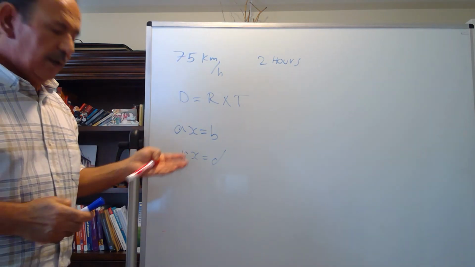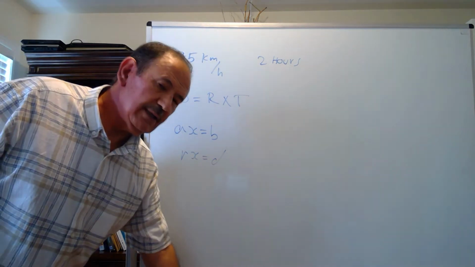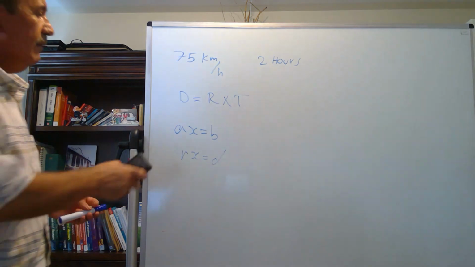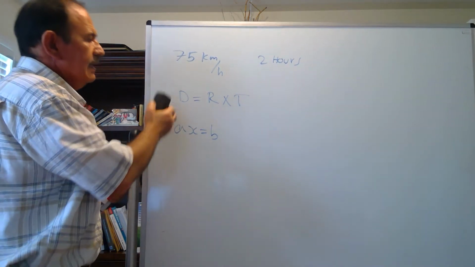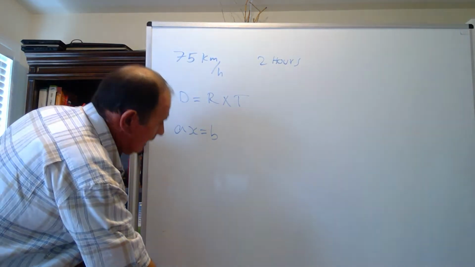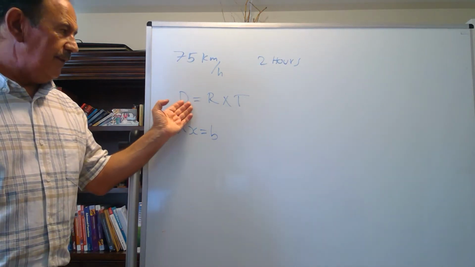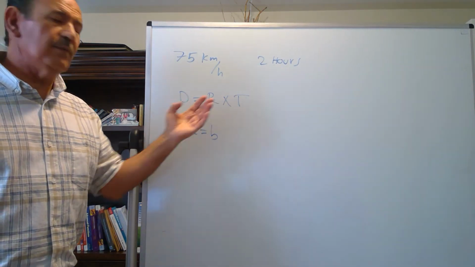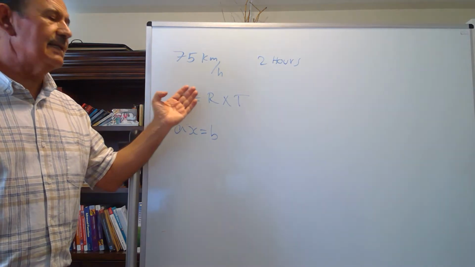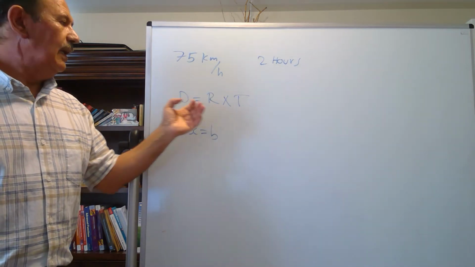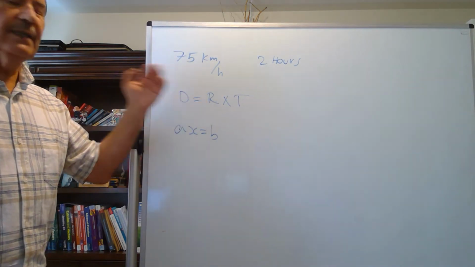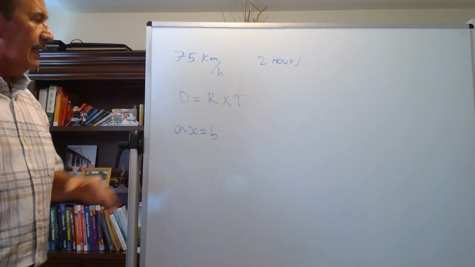Okay, so one use of this type of equation, ax plus b, is calculating the distance. In this formula we have 3 variables: distance, speed, and time. If we have 2 of these variables, we can calculate the third one.